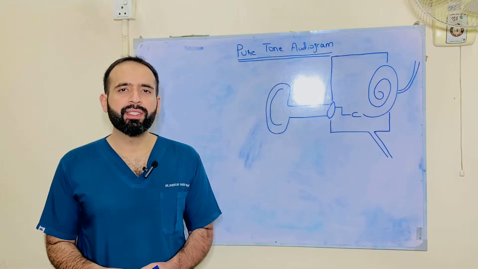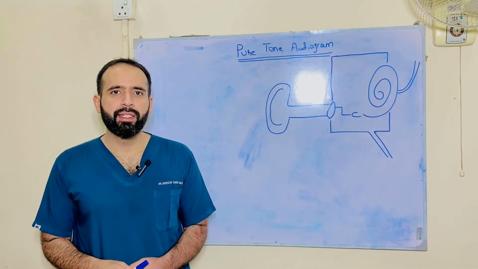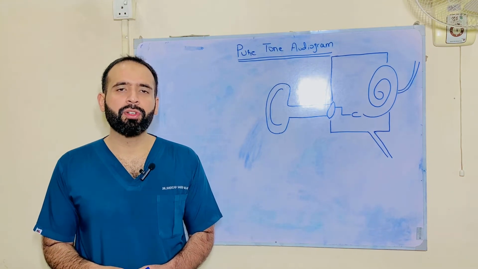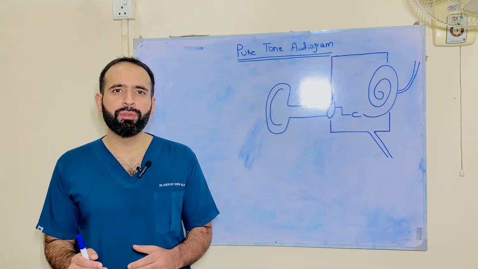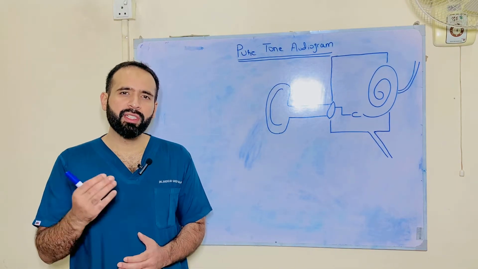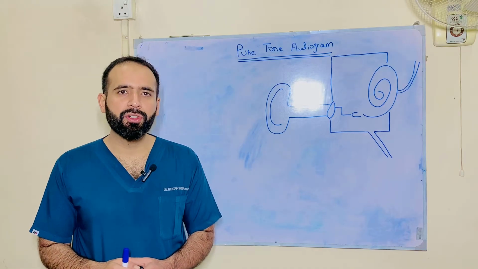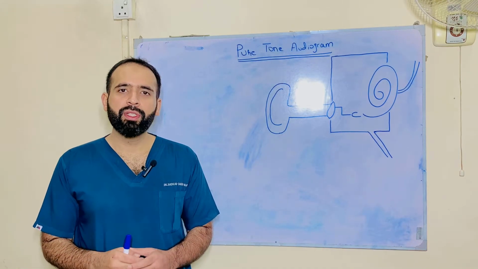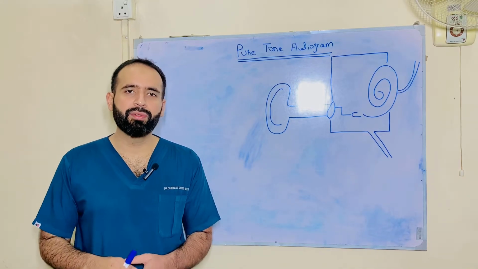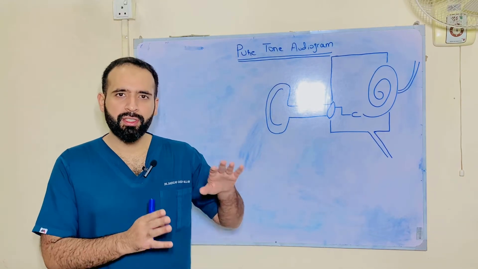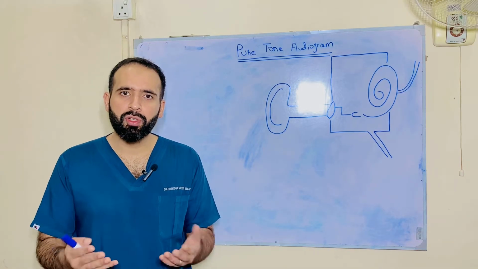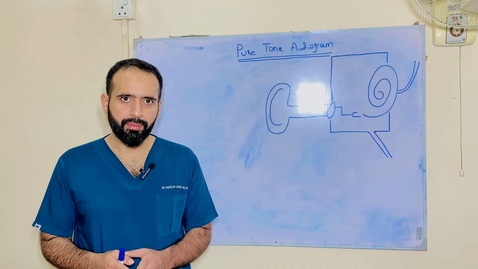Today we are going to be discussing a pure tone audiogram. In exams, I see a lot of my students struggling with the interpretation of an audiogram. So today we are going to break it down into simple, understandable concepts. Why do we need an audiogram in the first place? With the tuning fork test, we can determine whether it is conductive hearing loss or sensorineural hearing loss. But an audiogram is going to tell us how much of a hearing loss is there.